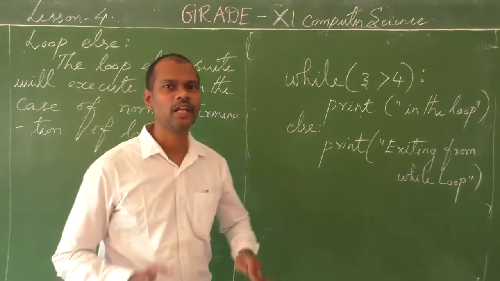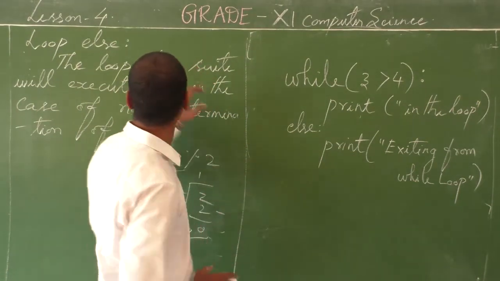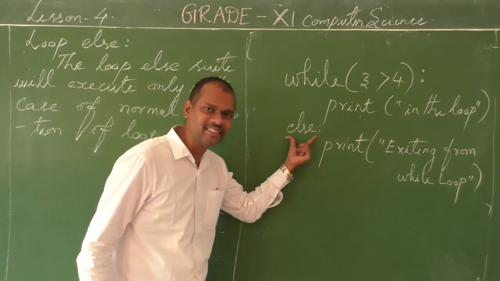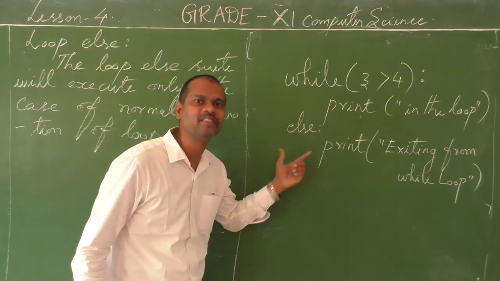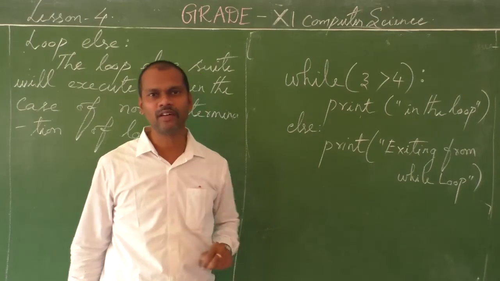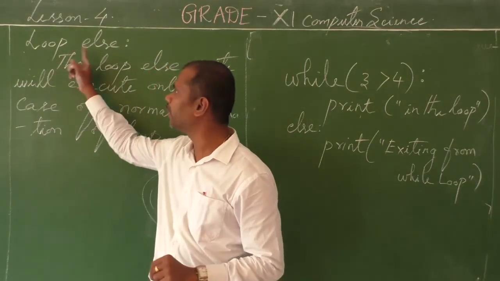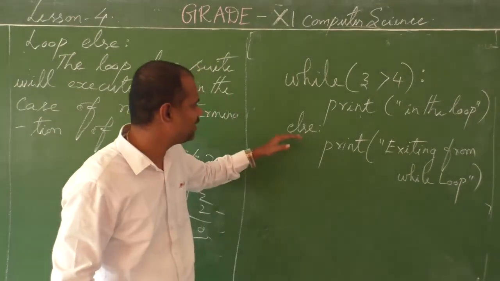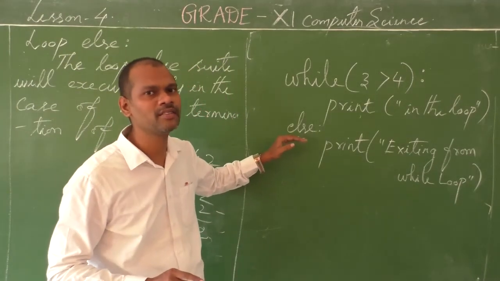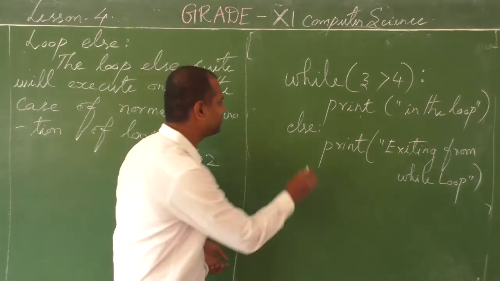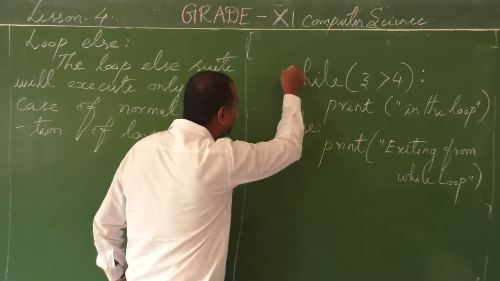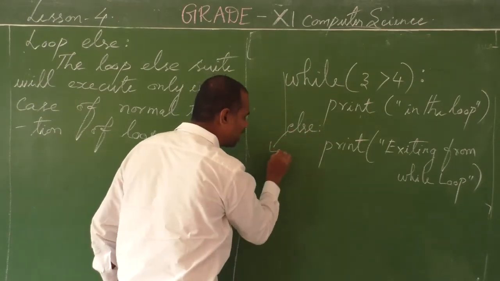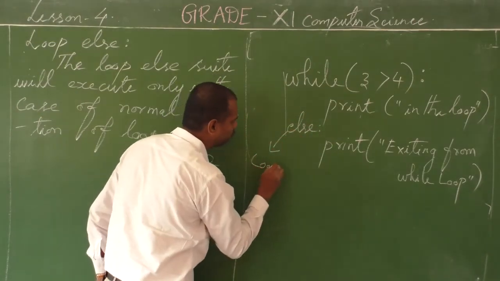Okay, students. Now you know about what is called loop else. Now you tell me this else is a loop else or not? There are two kinds of else. One is loop else, another one is if else. Okay, you tell me this is if else or loop else? Yeah, super. Since this else is directly below the while, so this else is here loop else. Super.